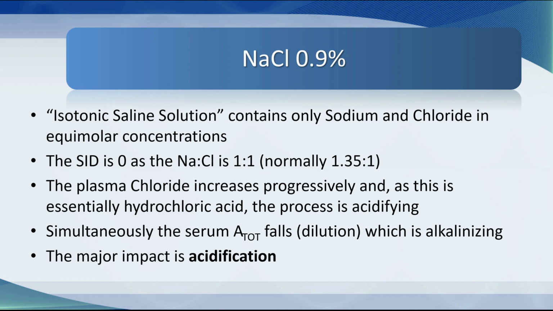of chloride has a strong ion difference of 0. The sodium to chloride ratio is normally 1.35:1. The plasma chloride increases progressively the more saline you give a patient, and as this is effectively hydrochloric acid, the process is acidifying. Simultaneously though, the serum ATOT, that's the albumin principally, falls due to dilution, which is alkalinizing. The major impact is acidification, but it takes a couple of liters of saline for this to become manifest due to the dilution of albumin.